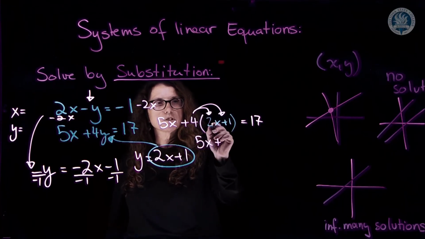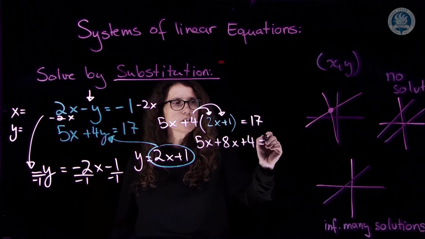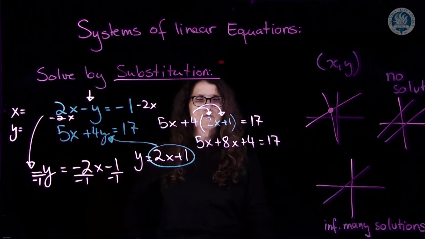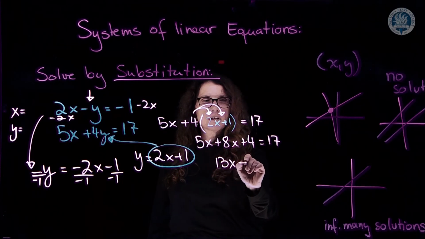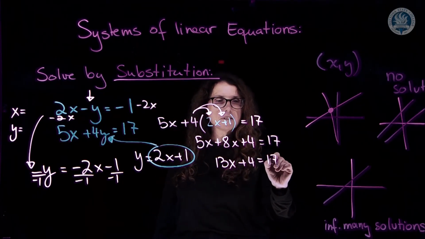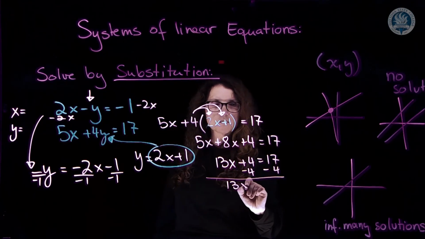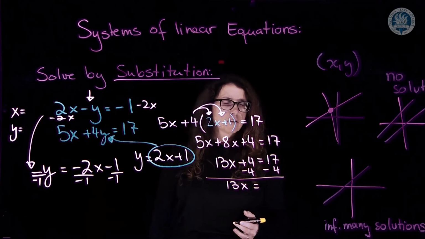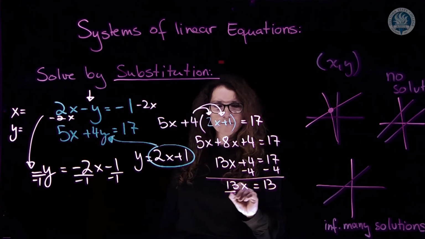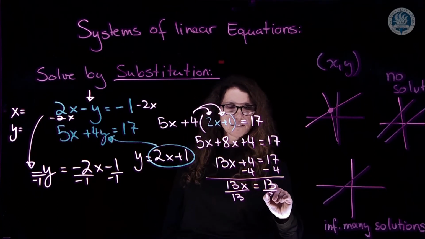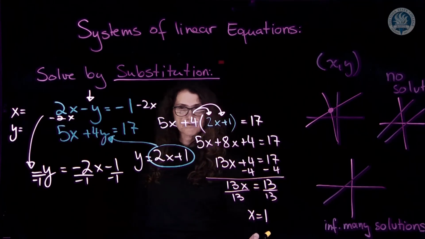5x plus 4 times 2 is 8x, 4 times 1 is 4, equals 17. 5x plus 8x, combining like terms, is 13x, plus 4 equals 17. Subtract 4, because we want to solve for x, and look how beautiful this is here. 17 minus 4 is 13. Divide by 13. x equals 1. Beautiful.